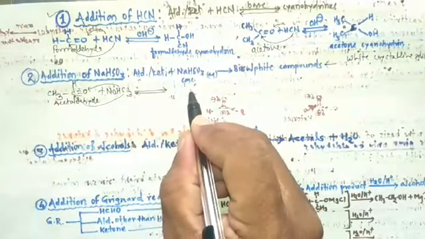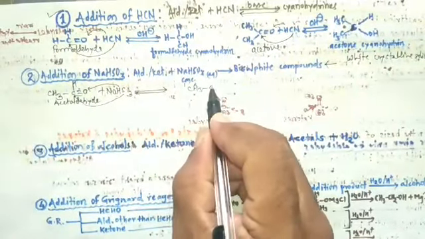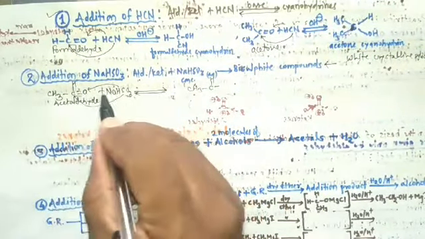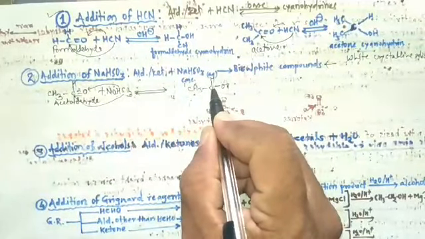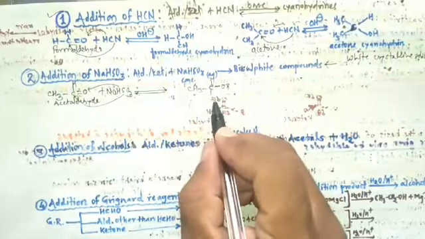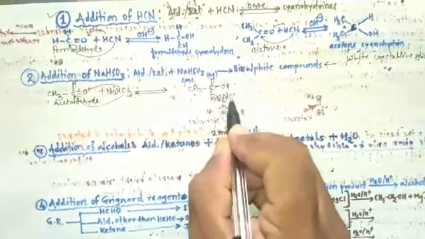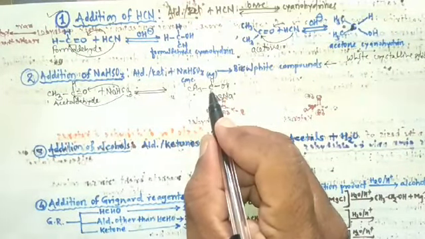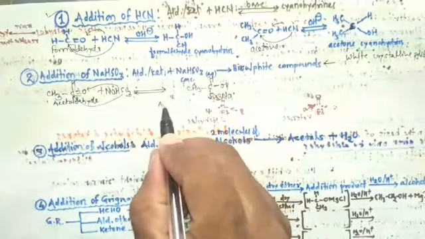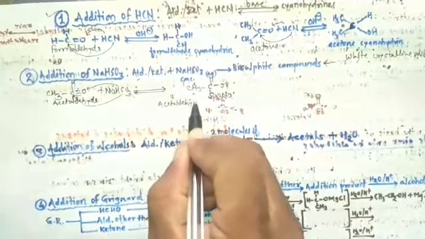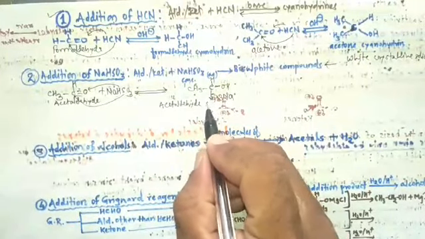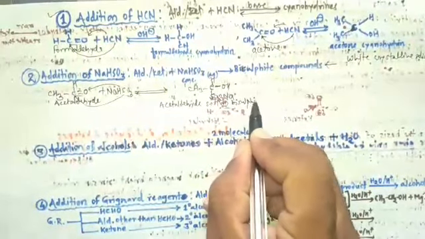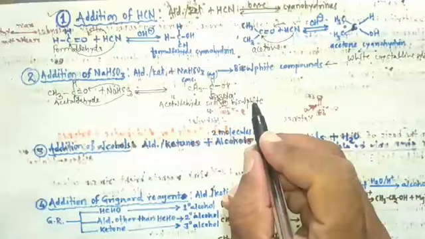So the product formed is CH3 C H, where the double bond gets broken, and to this oxygen hydrogen gets attached, therefore OH, and on this carbonyl carbon the negatively charged SO3Na attacks. Thus the name of this compound is acetaldehyde sodium bisulfite. Thus the acetaldehyde sodium bisulfite compound is formed.